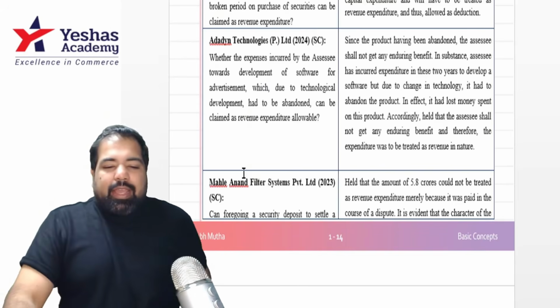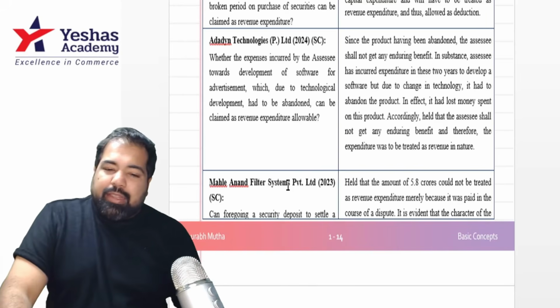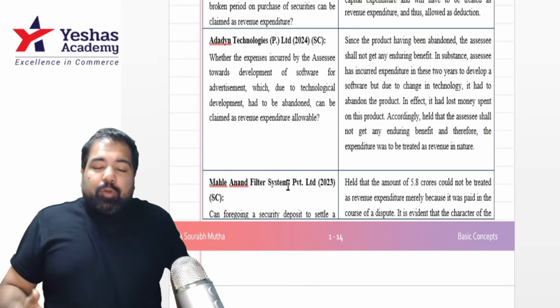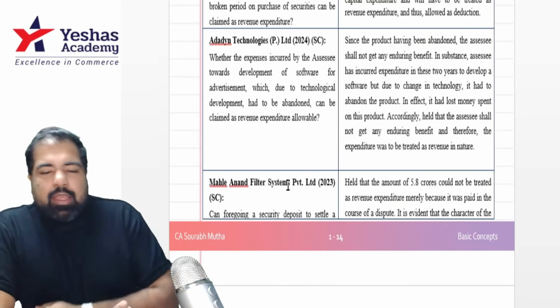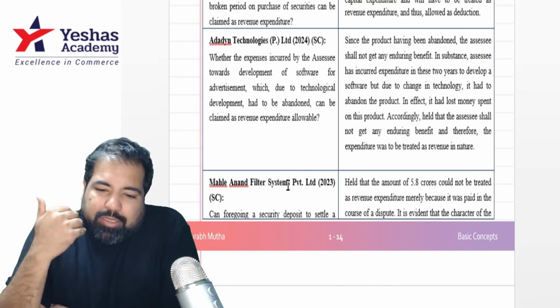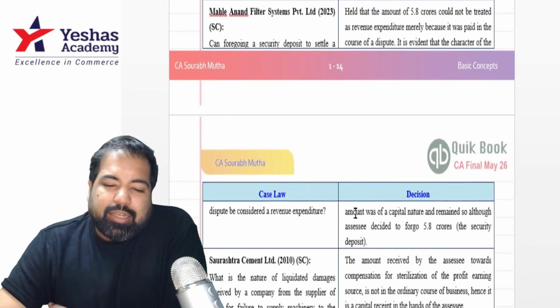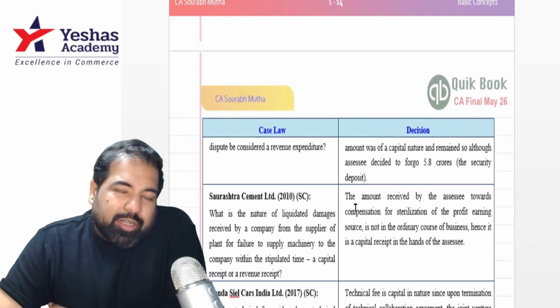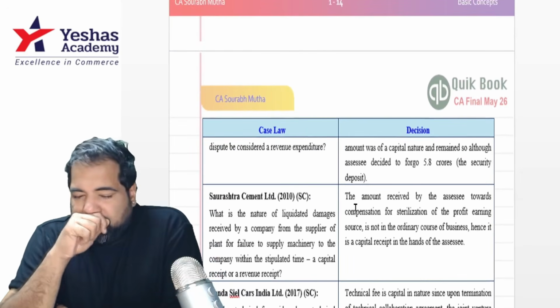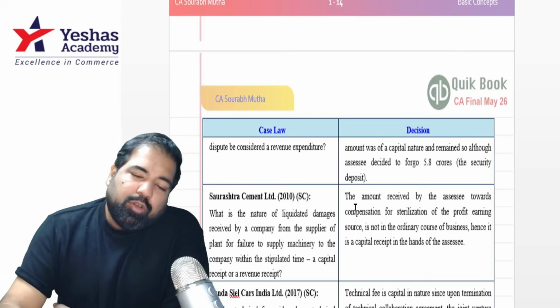Next, Mahle Anand Filter Systems Private Limited. Again, this is 2023, but Supreme Court, we got to respect Supreme Court case laws, guys. They had some security deposit that they have foregone. Now, guys, if you forego a security deposit, it's a capital expenditure, not a revenue expenditure, because it's a deposit. It's not your income, it's a deposit which you are forfeiting.